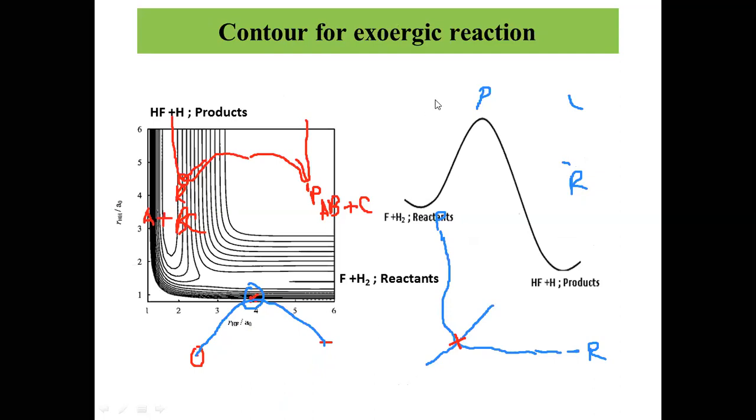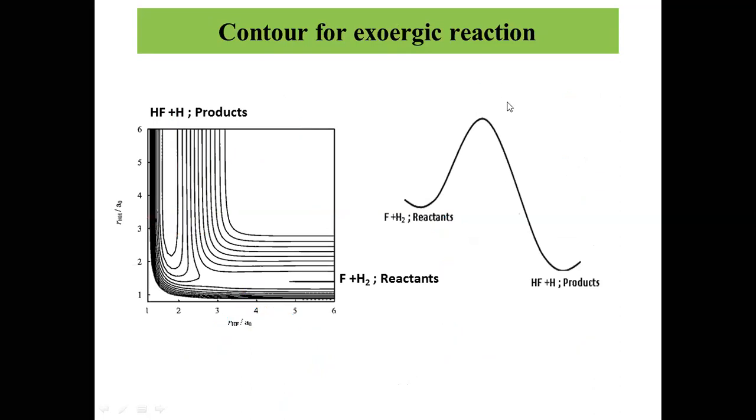let's say this is exergic reaction, right? Now here is the one reaction we have taken, which is exergic reaction, F plus H2. So this is reactants. When we go to the product, we get HF plus H. Right? Now, just by looking at this potential contours, you should be able to visualize how the three-dimensional figure looks like. Right.